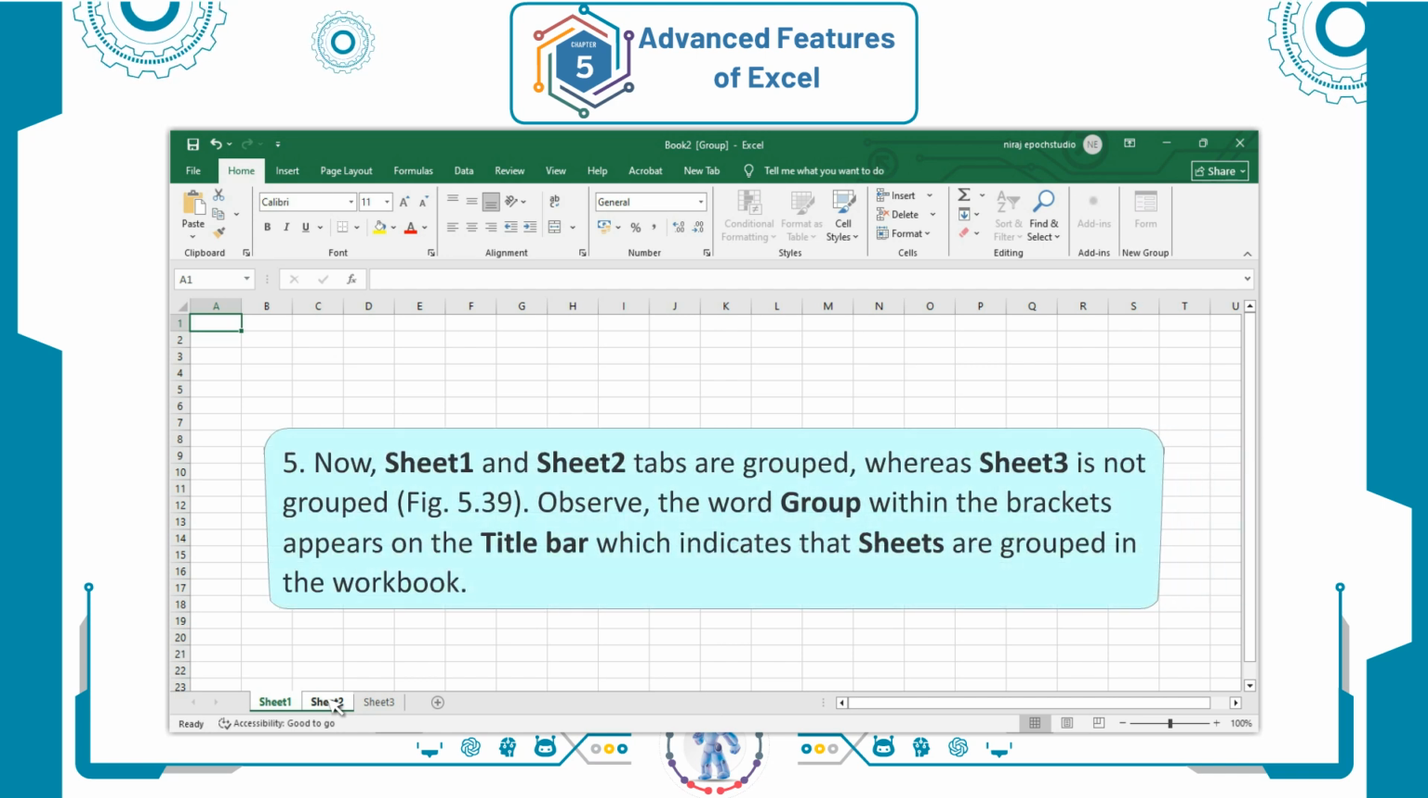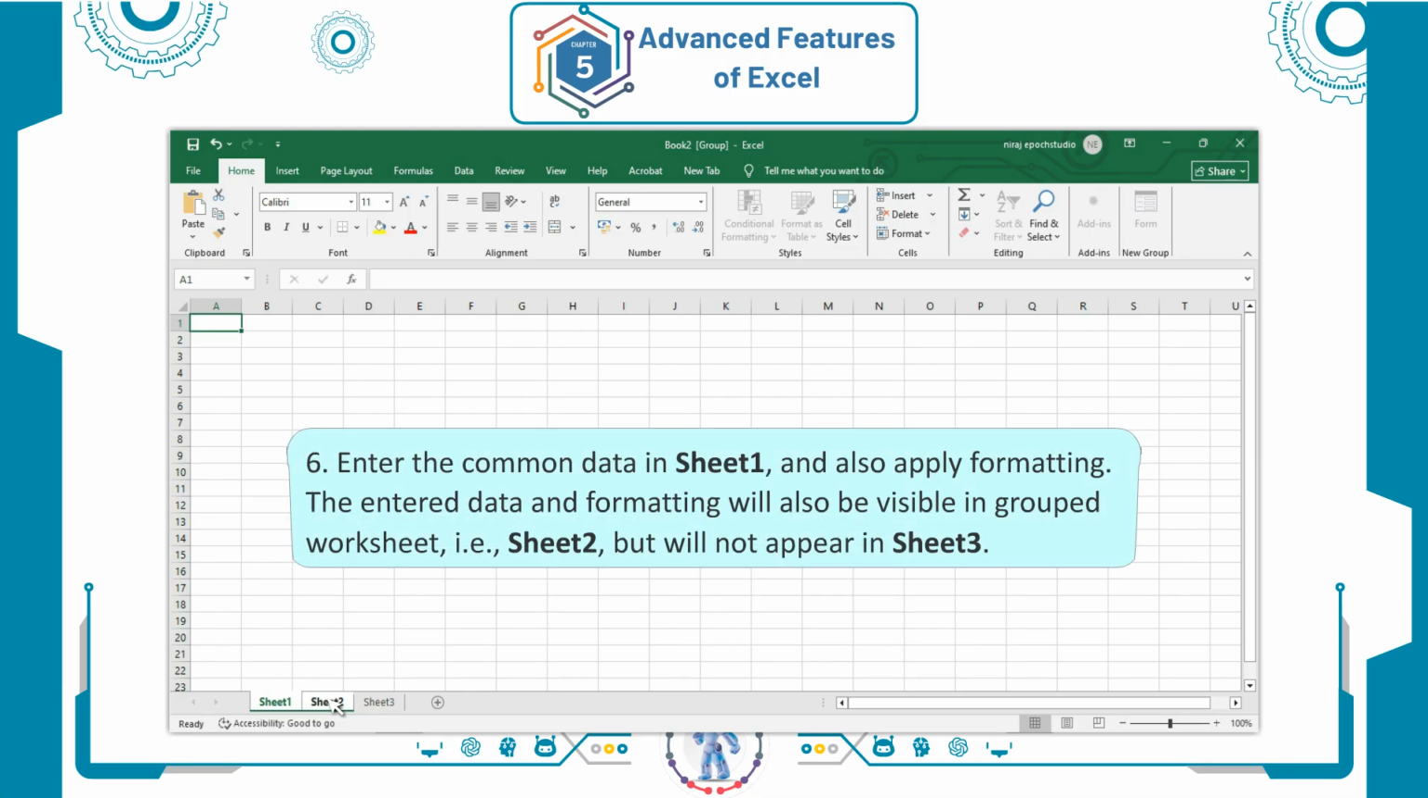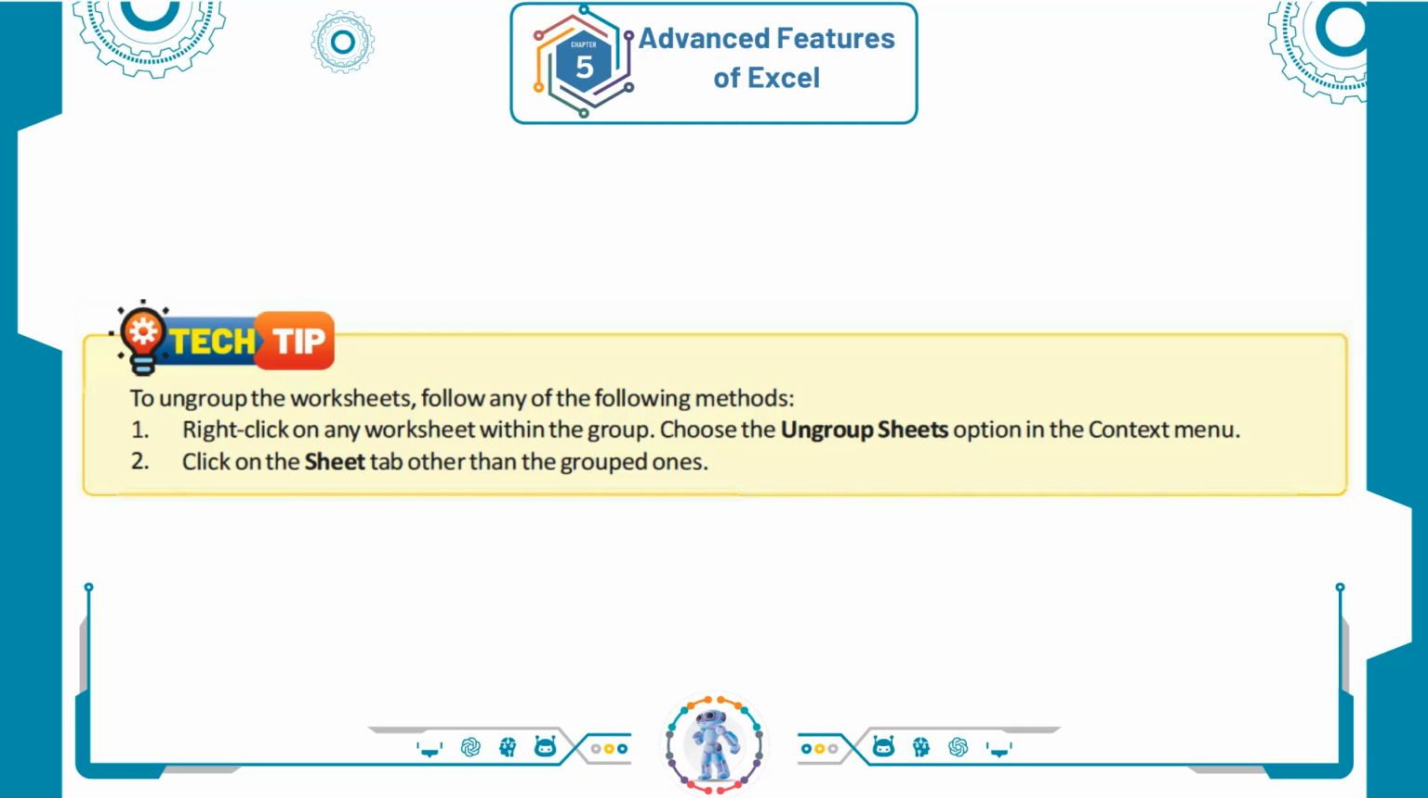5. Now Sheet 1 and Sheet 2 tabs are grouped, whereas Sheet 3 is not grouped. Fig. 5.39. Observe the word Group within the brackets appears on the title bar, which indicates that sheets are grouped in the workbook. 6. Enter the common data in Sheet 1 and also apply formatting. The entered data and formatting will also be visible in the grouped worksheet, that is Sheet 2, but will not appear in Sheet 3.